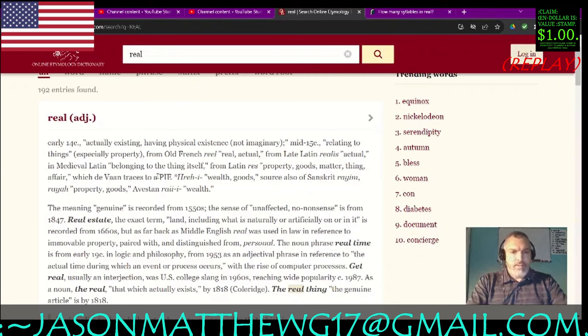Property goes back to Proto-Indo-European wealth, goods. That's all well and fine if you want to use the modern articulation of what real means. But in correct sentence structure, you would not use the word real. And I'll show you why.